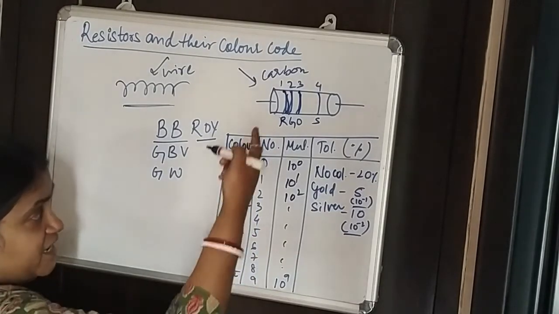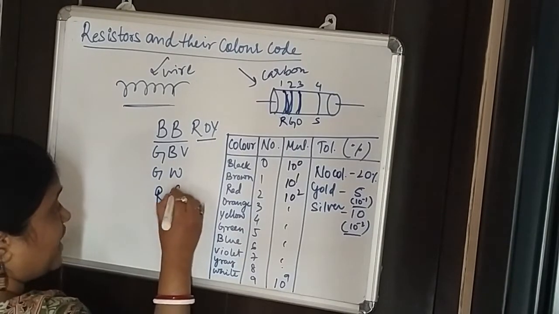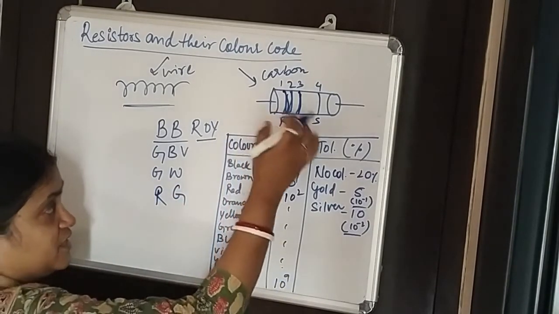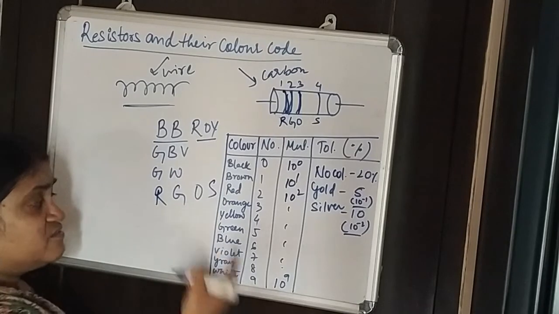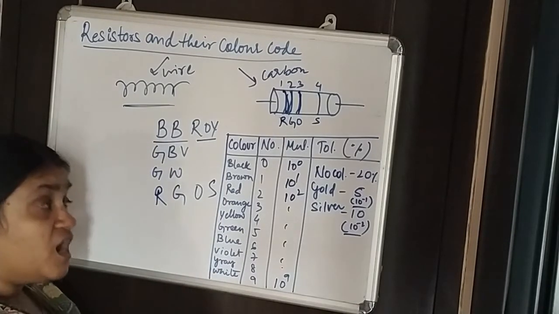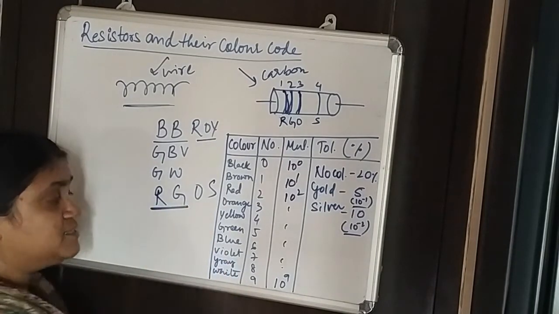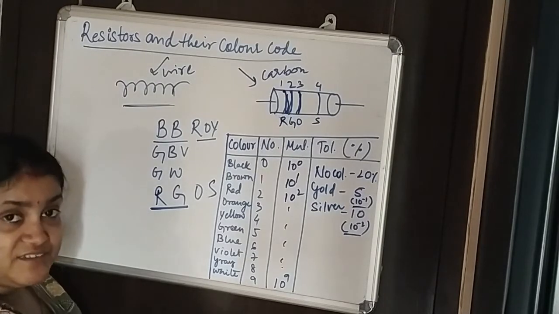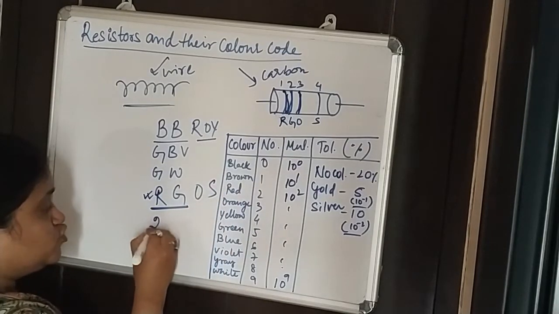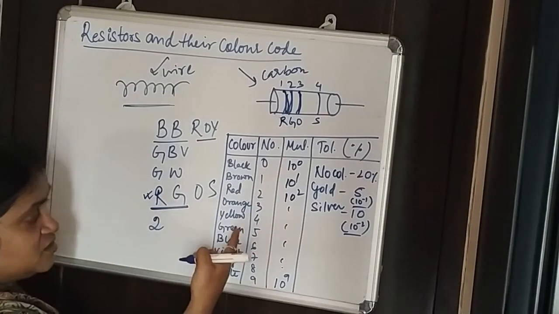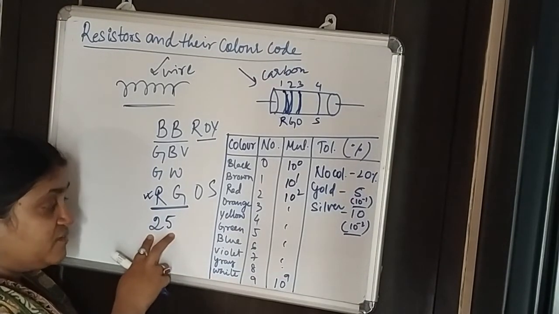So suppose the first 3 bands are red, green, and orange, and the last band is silver. So suppose I have these 4 bands in my resistor. How do I calculate the resistance of this particular resistor? As I told you, the first 2 bands give me the significant numbers. First is red, so my first significant number is 2. Next is green, so my next significant number is 5. So my 2 significant numbers are 25.